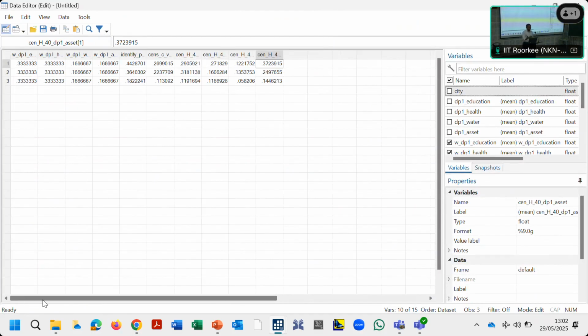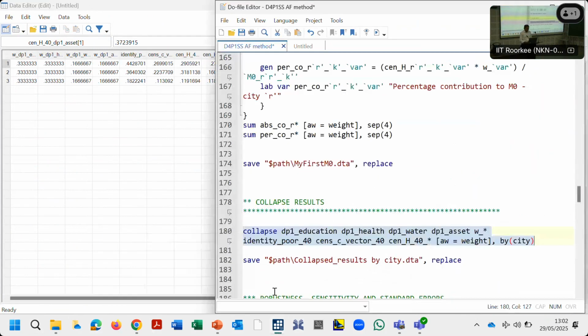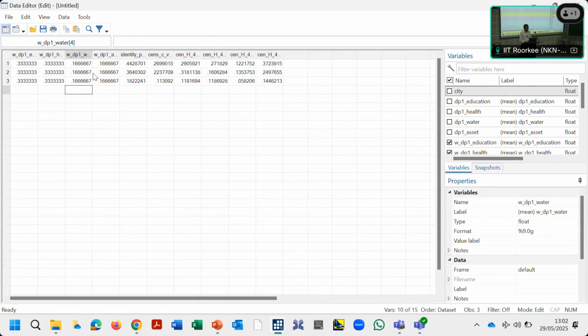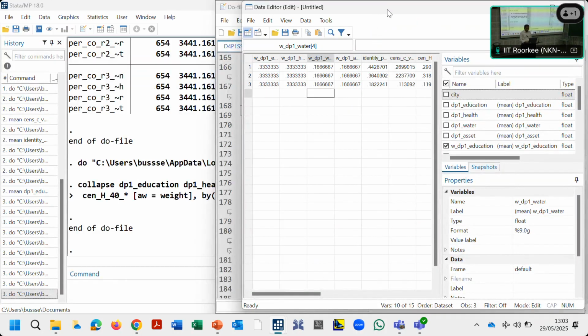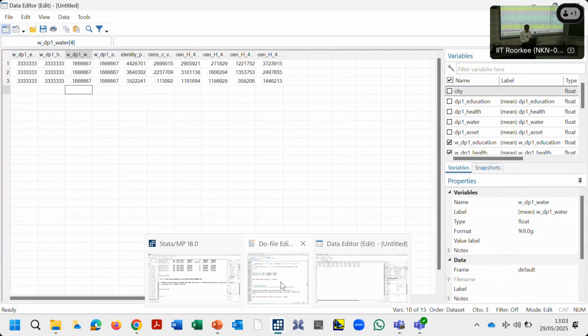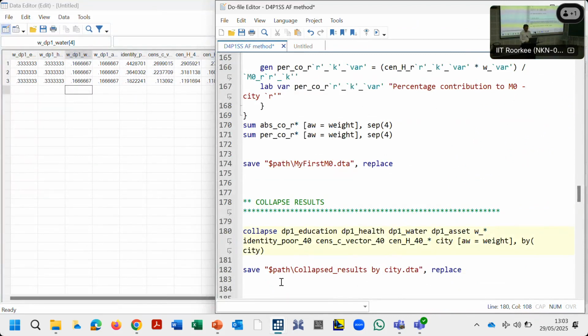So these are values for each city. I think I forgot to mention the name of the city itself. Collapse, I just had to write city itself, by city. If we do that, then it is literally reporting the values for these three cities. So whatever we computed, it has just collapsed. So the M0 values and so on.